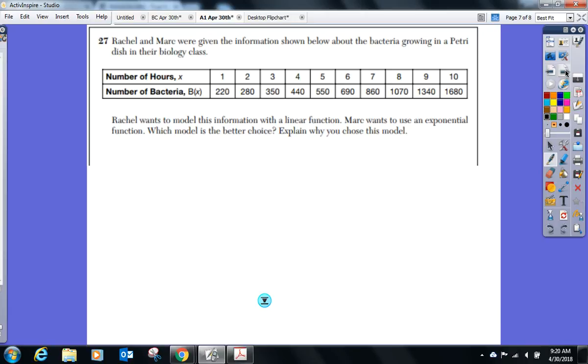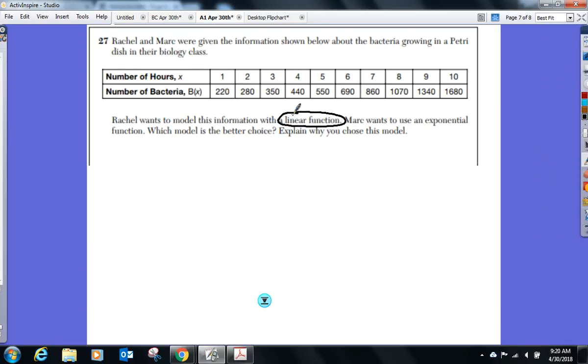Well, a linear function goes by the same amount. The Y values are constant. They go by the same amount if it's linear. So what we're looking at here is, is 220 to 280 the same as going from 280 to 350, 350 to 440, etc.? Are we going by the same amount on our Y values every time? Basically, is the slope staying the same? That's what you're checking. And I'll finish it tomorrow. No, it's not, so it's exponential.